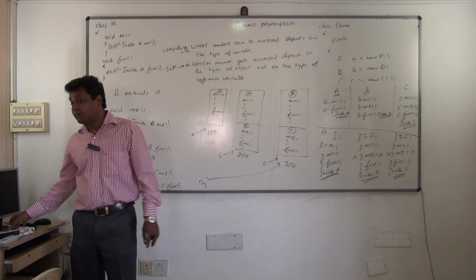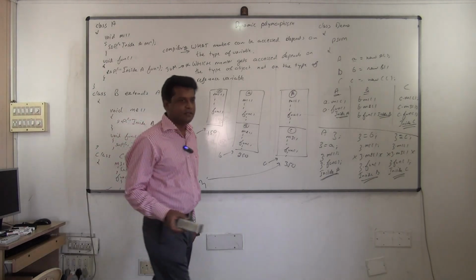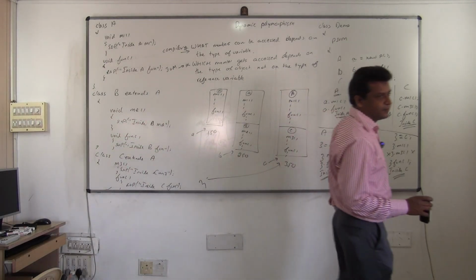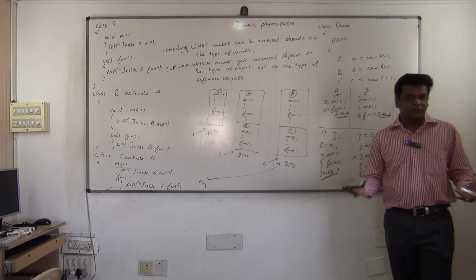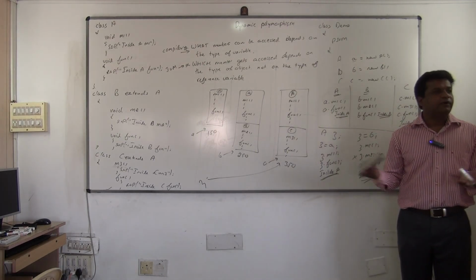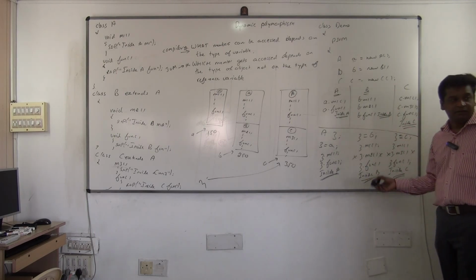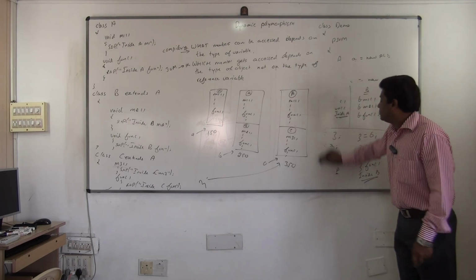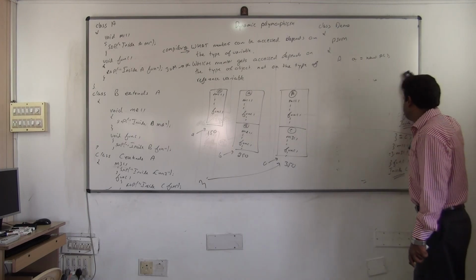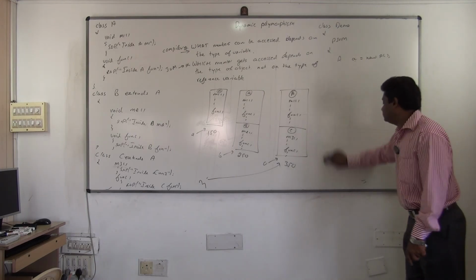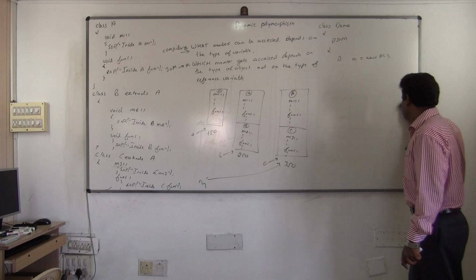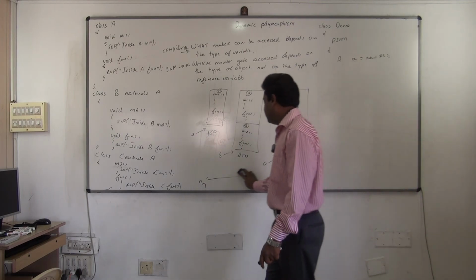Okay. Now we'll see what is the advantage of this. You understood what it is, how dynamic polymorphism works. But now you will question, what is the advantage of this? Same program, see the advantage now.